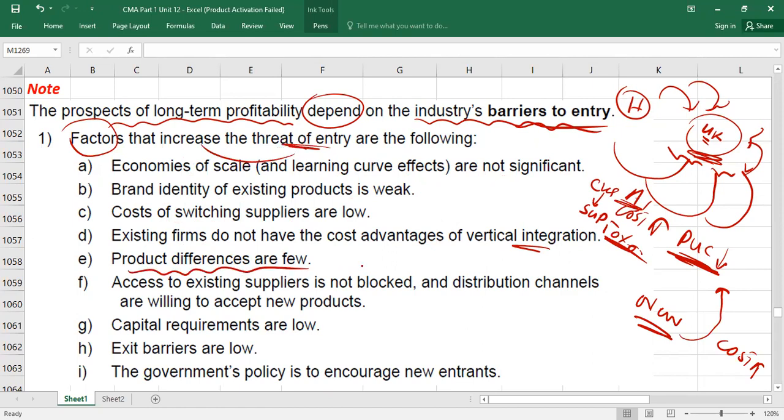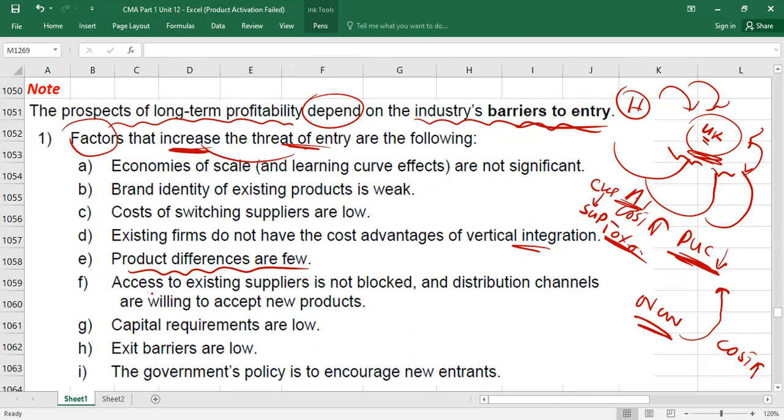Then what? Product differences are low. For example, products are not unique. I can also make a mobile phone, let's assume like a Samsung or iPhone company. So product differentiation is less, and obviously the threat of new entry will increase. But if the product is highly differentiated, for example iPhone or Samsung providing more secure devices, let's assume, but I cannot reach that level, it means differentiation is high. So it is hard for me to enter there.